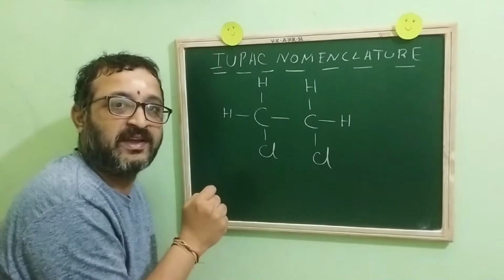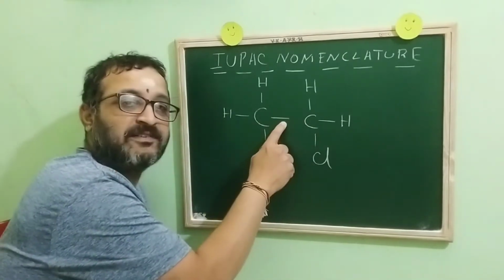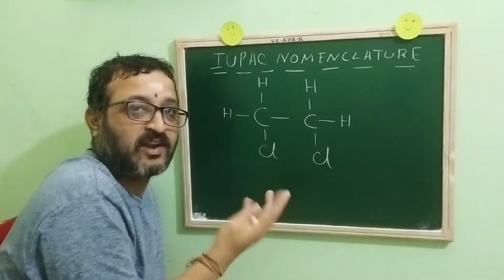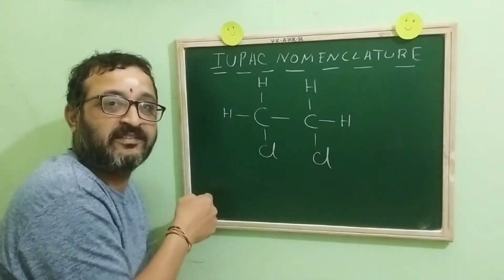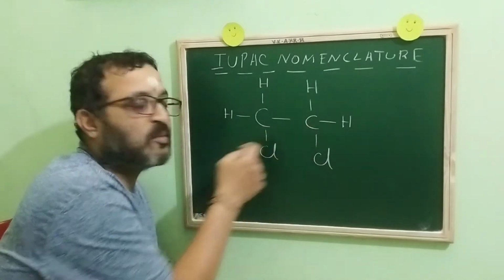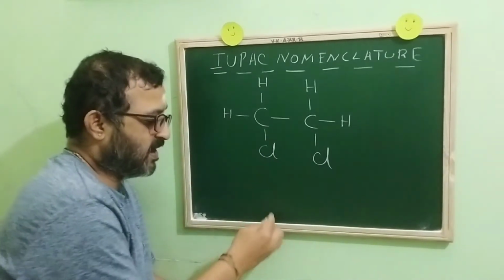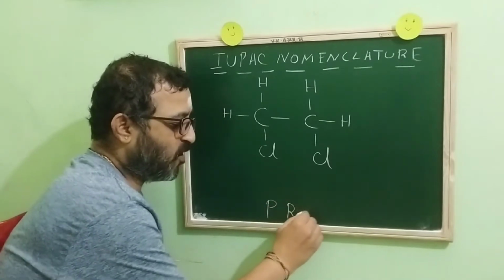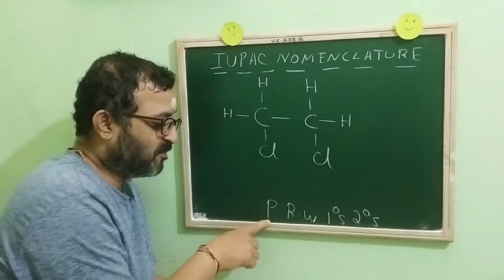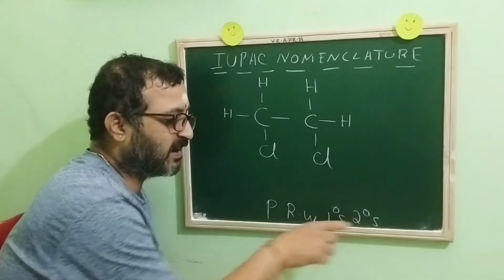What is the primary suffix? Between carbon and carbon we have a single bond, ane. Do we have a secondary suffix? That is, functional group? No. Do we have a prefix? Yes. What is that? Chloro is attached to both the carbons, right? Then we all know what is the order for naming the organic compounds. Yes, you are right. Prefix, root word, primary suffix, secondary suffix.